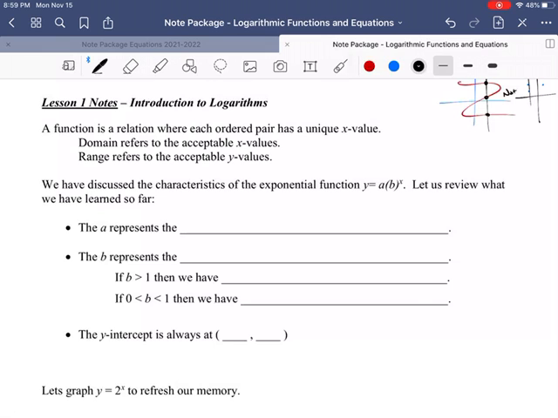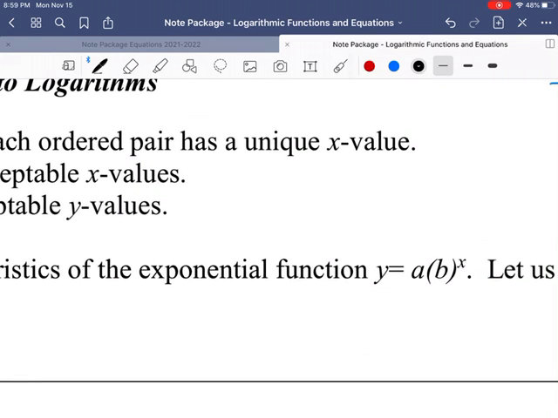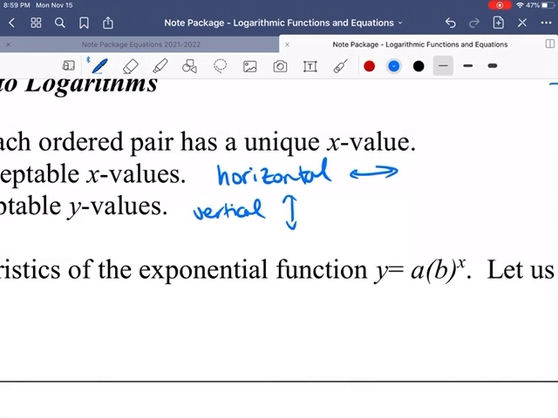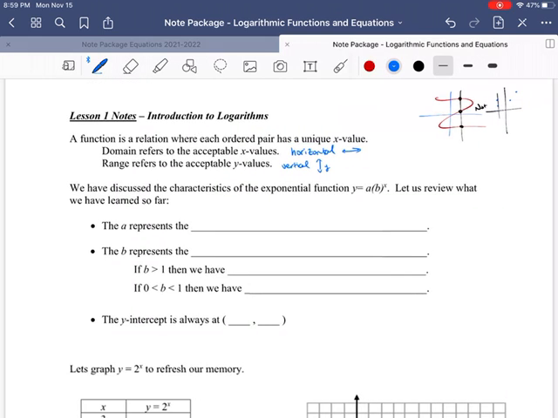Domain refers to the acceptable x values, and the range refers to the acceptable y values. So here, this will be your horizontal values, and this will be your vertical. That's your y. So we have discussed the characteristics of this exponential function, y equals a base b exponent x. Let us review what we've learned so far.